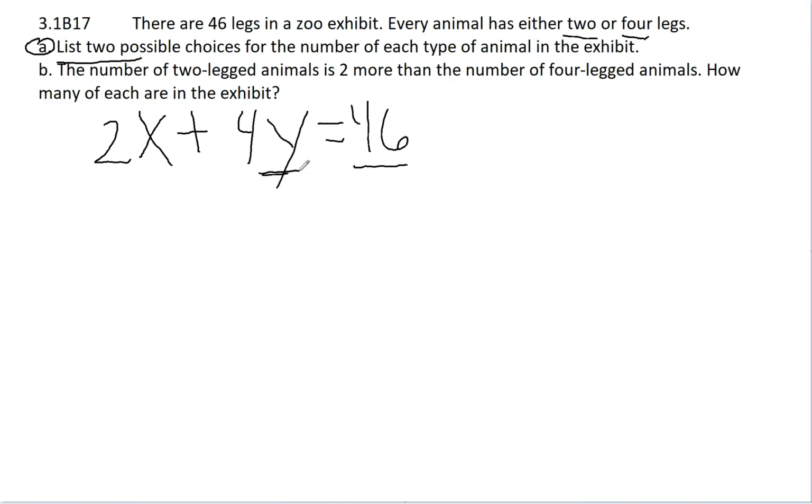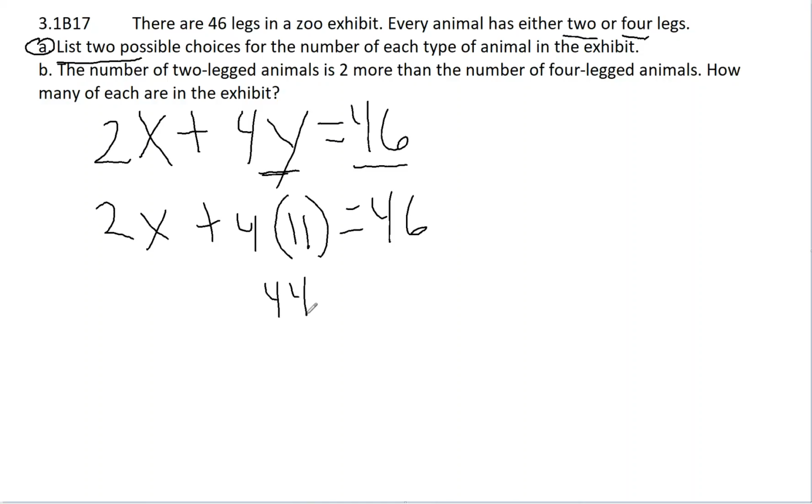We could have 11 4-legged animals, and we could have 1 2-legged animal, maybe 2. So why don't we do that? What if we said that there are 11 4-legged animals? We still don't know how many 2-legged there are, but we know it has to equal 46. So if there are 11 4-legged animals, 4 times 11 is 44. That's 44 legs. So now the math becomes pretty easy.